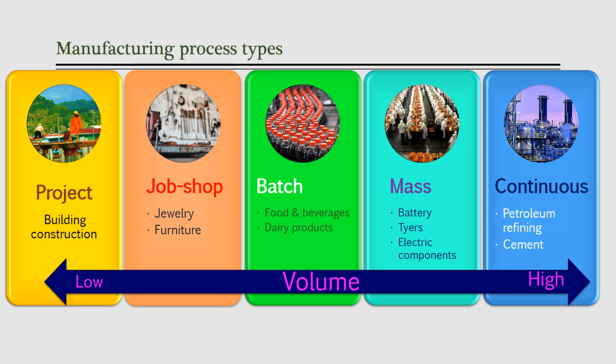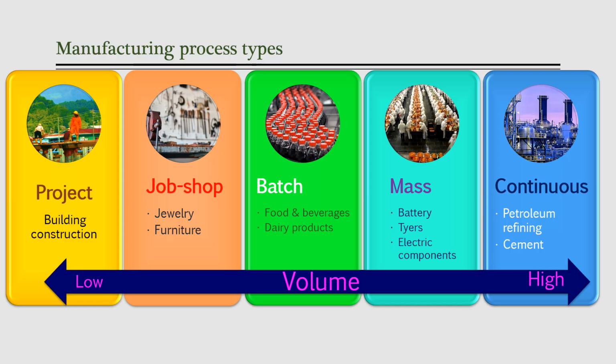And when it comes to job shop, mostly customized production may be undertaken, such as jewelry manufacturing, furniture customizedly made for certain customers, etc. Then when it comes to batches, you can see a large number of products which are homogeneous. Products are produced at a certain time in the same production process.